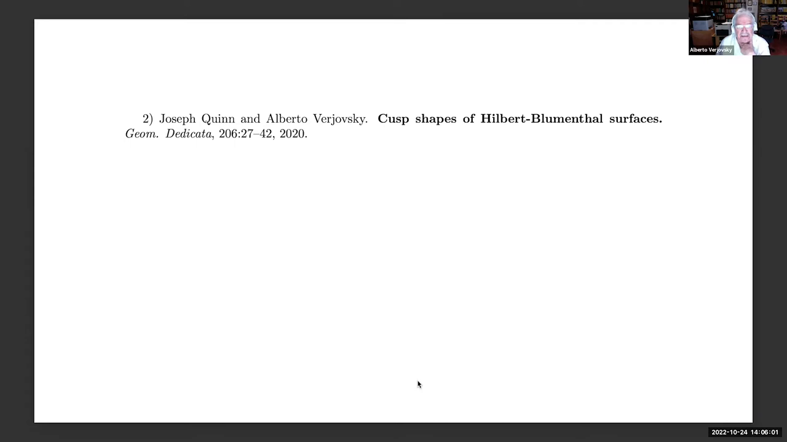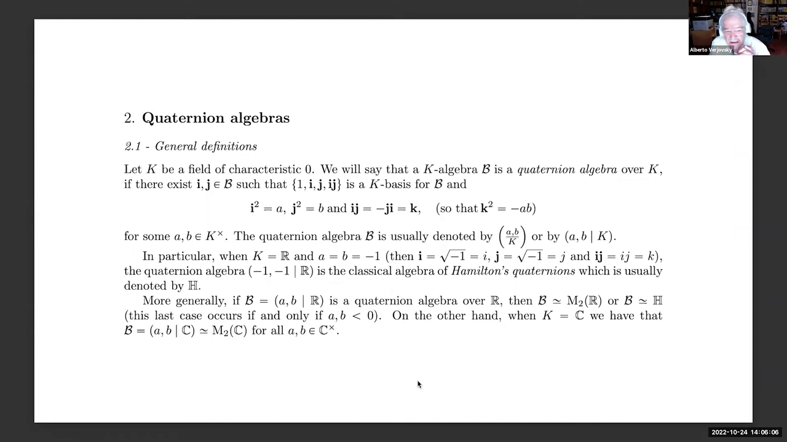So let's start by seeing the algebraic setting. I must say that I'm more a geometer than an algebraist or a number theorist, but fortunately my collaborator is a number theorist. So let K be a field of characteristic zero. We say that an algebra B over K is a quaternion algebra if it's a four-dimensional algebra over K, when there exist 1, i, j, and k such that these four elements generate B as a vector space over K and satisfy the usual Hamilton quaternionic relations.